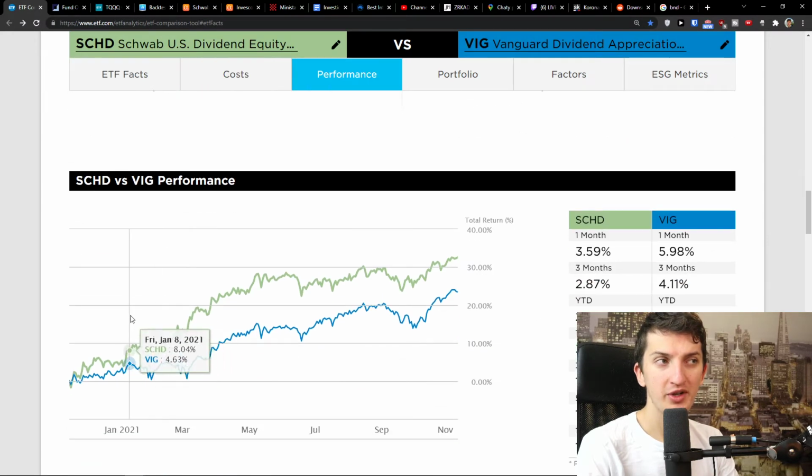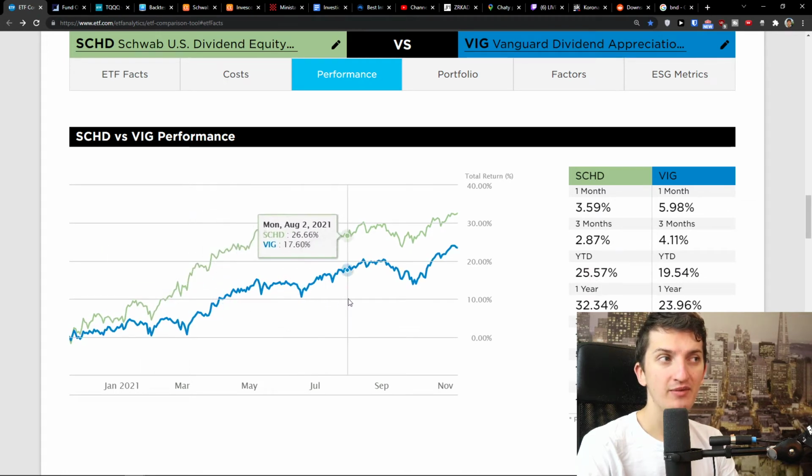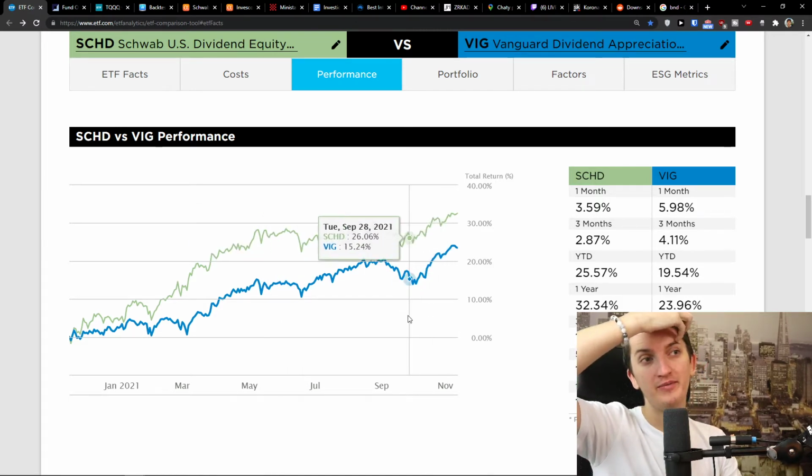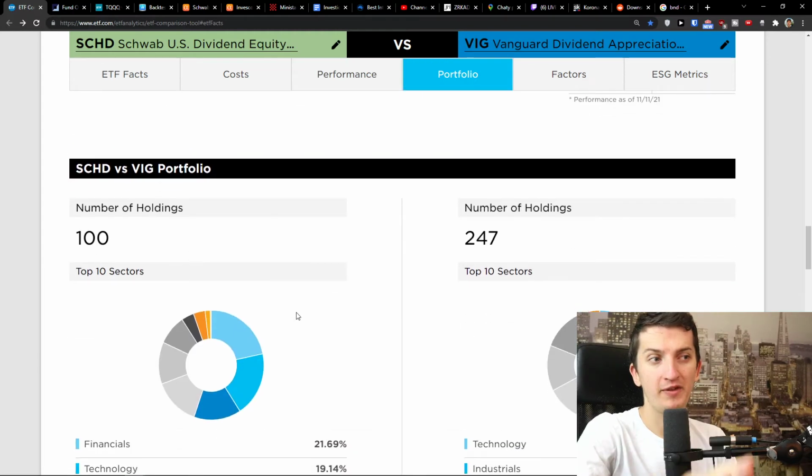Now when we go even further, we can see clearly the difference in performance here. You can see that SCHD was overperforming VIG, but I will show you much more in the fund overlap and also the backtest. You will find everything there.